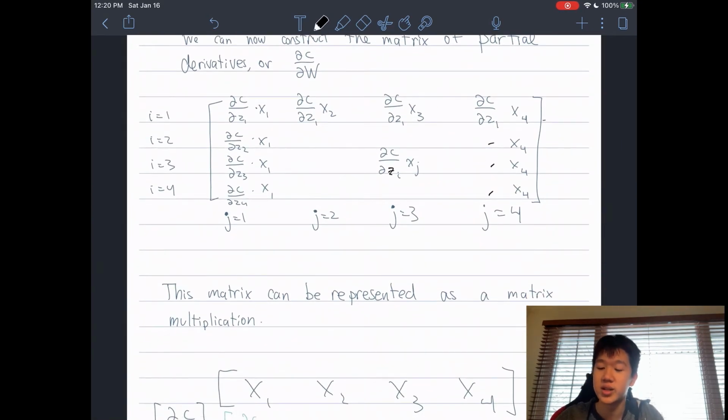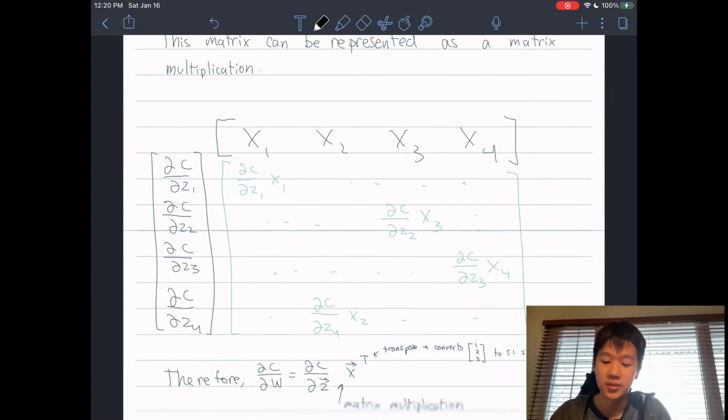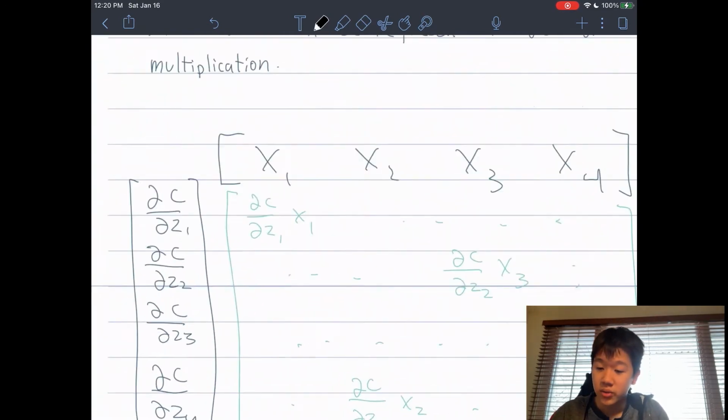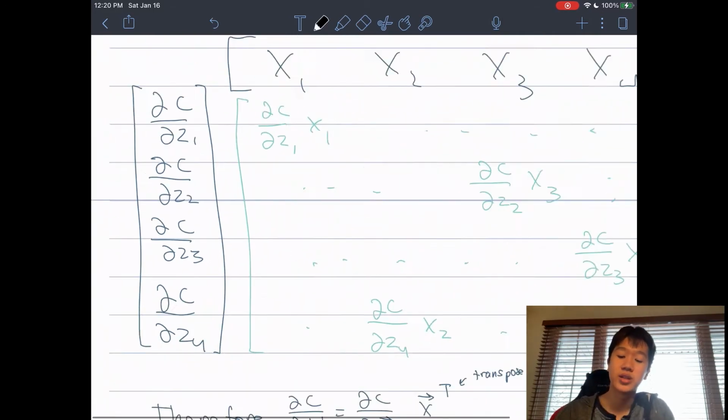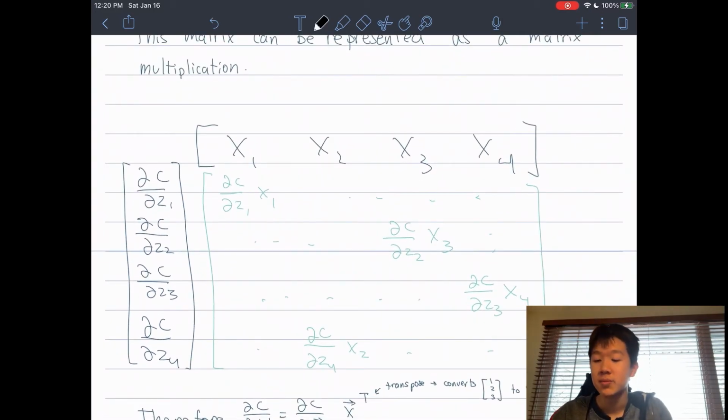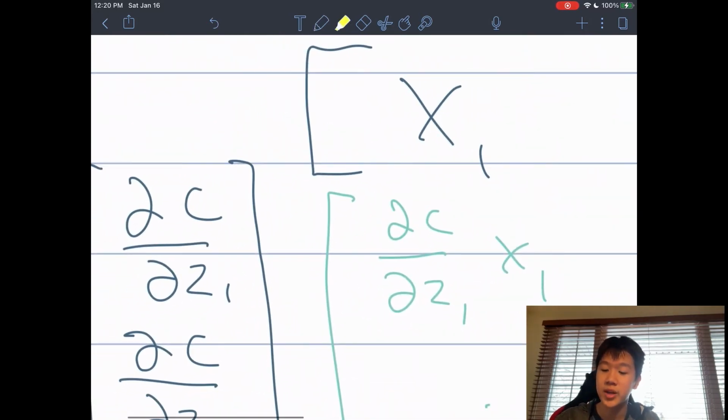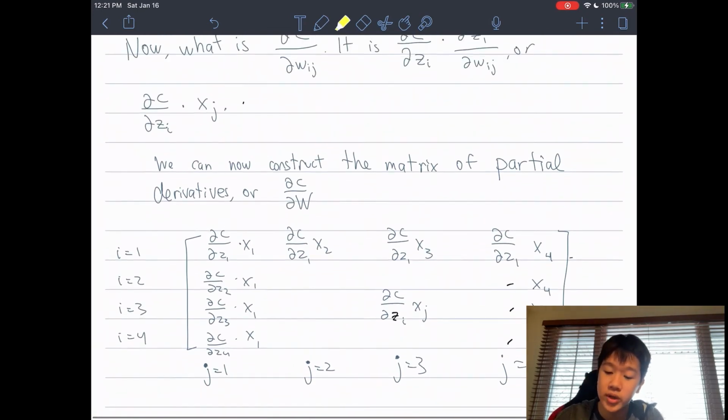So it's always going to be del c over del z, and the matrix can be represented by the result of a matrix multiplication. So if you look at it, we see that it's going to be a vector del c over del z1, del c over del z2, del c over del z3, del c over del z4, multiplied with a vector like this. It's going to be x1, x2, x3, x4. And as you can see, it's going to give us what we actually want. For example, here, we're just going to do this times this, and you can see that it gives us del c over del z1 times x1, which is what we want here.